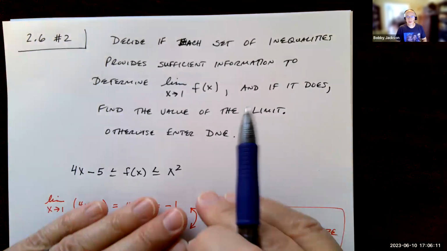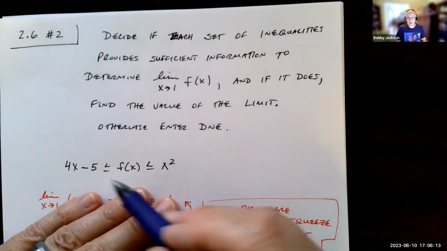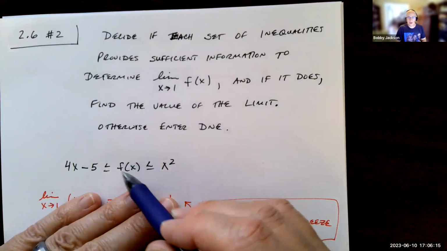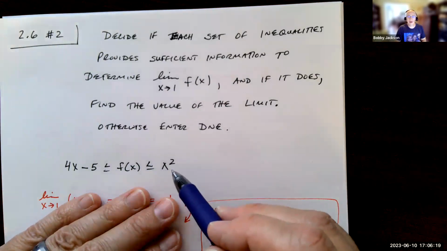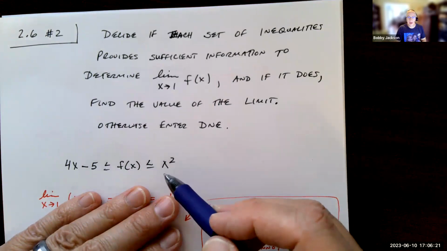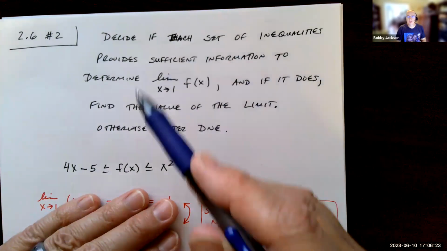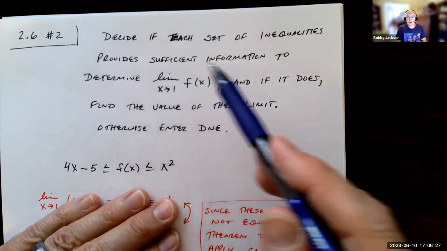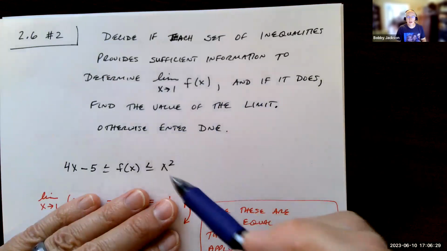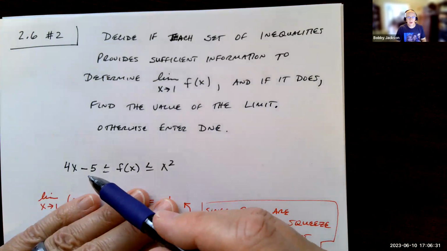Let's look at the first inequalities. There's three that are given. This is the first one. You see the function f of x is bounded basically between the two functions 4x minus 5 and x squared. And so what this problem is talking about, of course, is the squeeze theorem. So the sufficient information to determine the limit comes from the squeeze theorem.